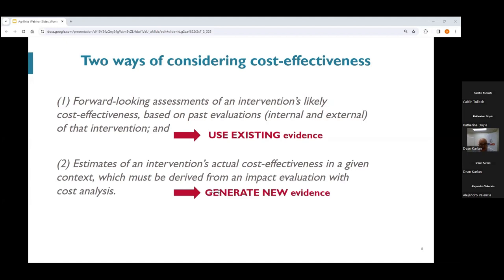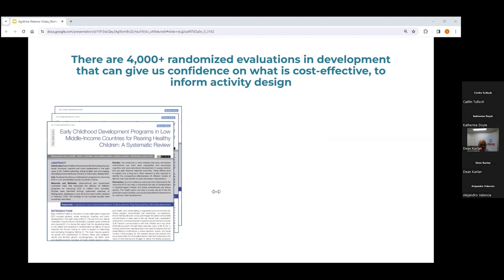So when people hear about the Office of the Chief Economist, they often assume we're focused on evidence generation, and that's not the case. We're focused on both evidence use as well as evidence generation. So let's dive deeper into evidence use. There are something like 4,000 randomized trials done across development, which can inform our assessment of how cost-effective different interventions are likely to be. That's pretty exciting.